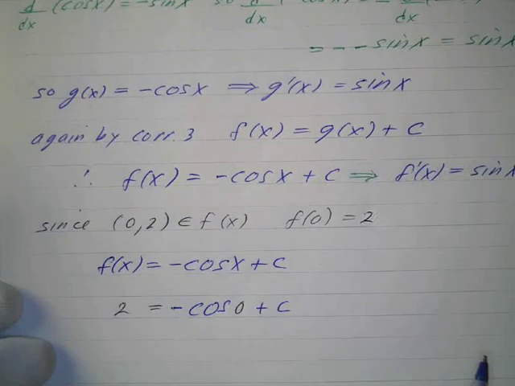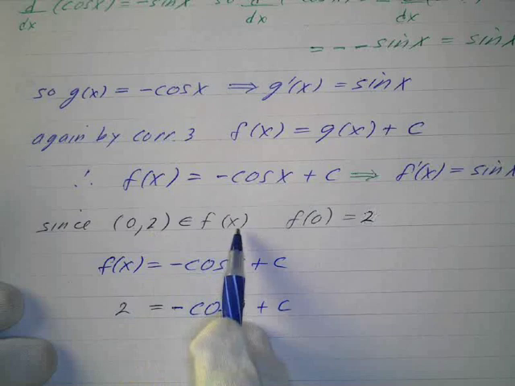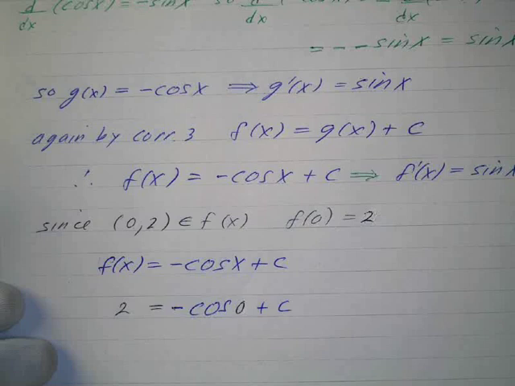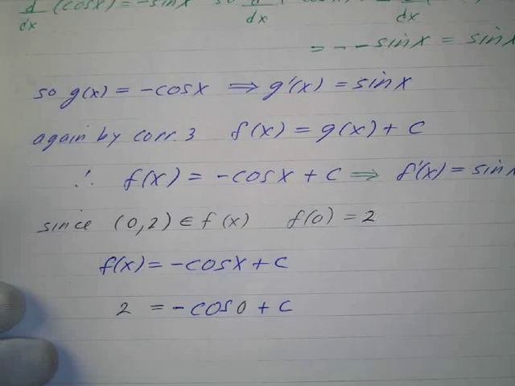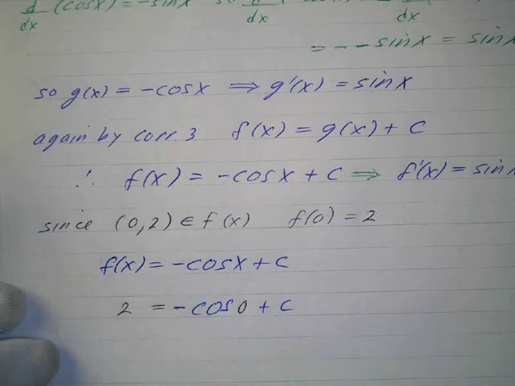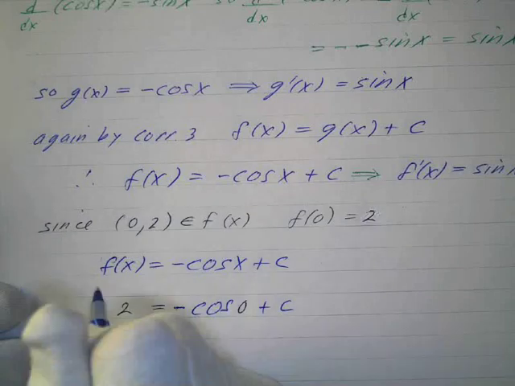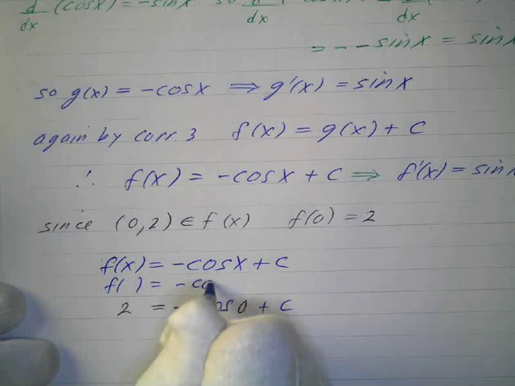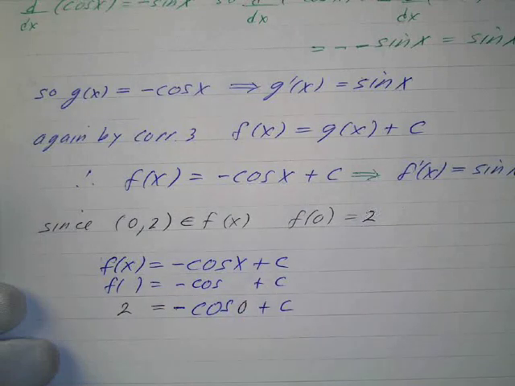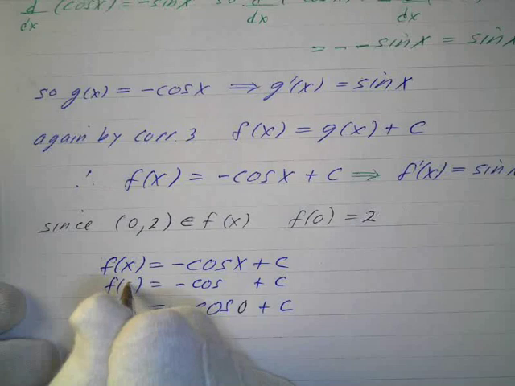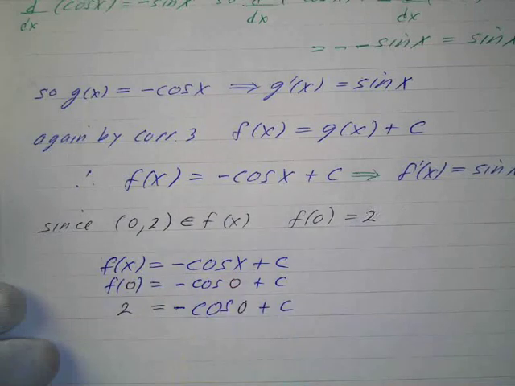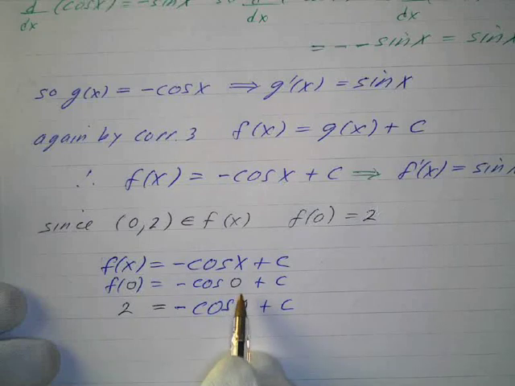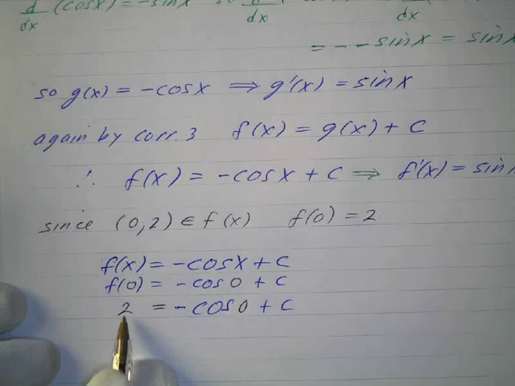So just watch your notation. 0, 2 belongs to f of x. That means f of 0 is 2. Well, this is f of x, so f of 0, if I put 0 in there. Oh, I should have put that in first. Yeah, this would be a little bit better. There we go. Okay, so f of 0 equals negative the cosine of 0, and I know that f of 0 is 2, so 2 goes there, and 0 goes there.